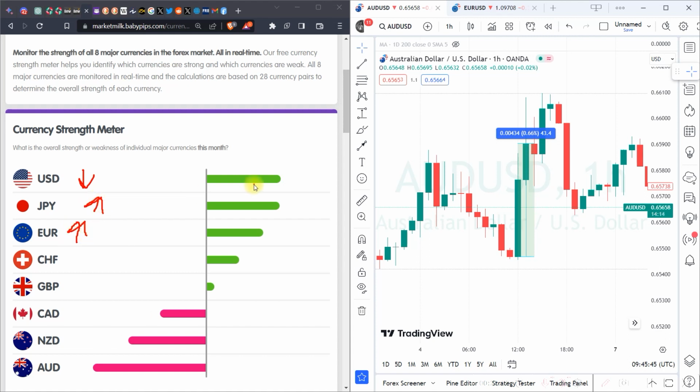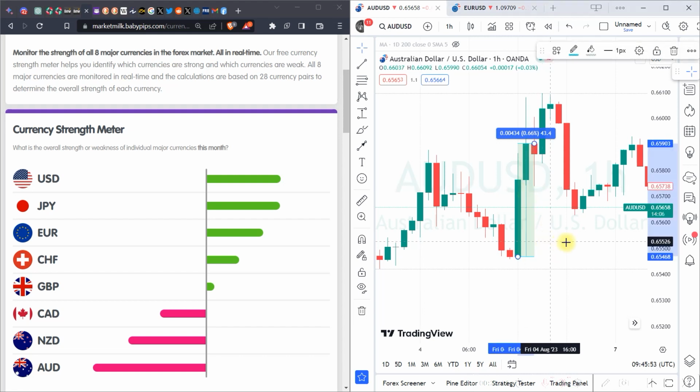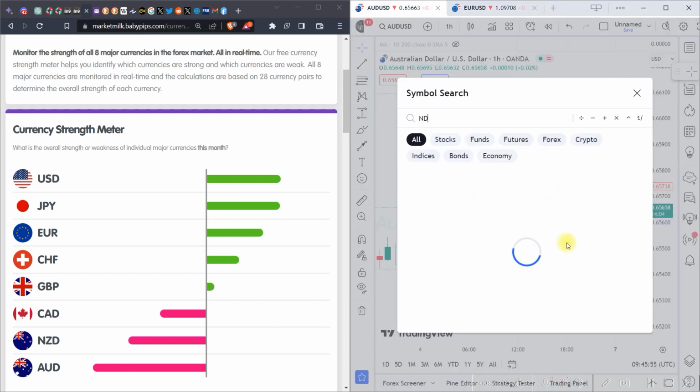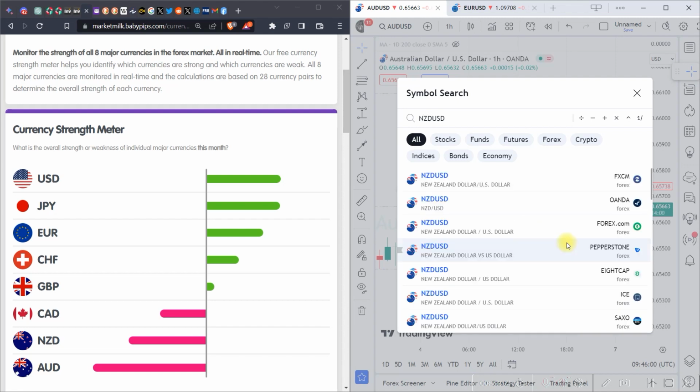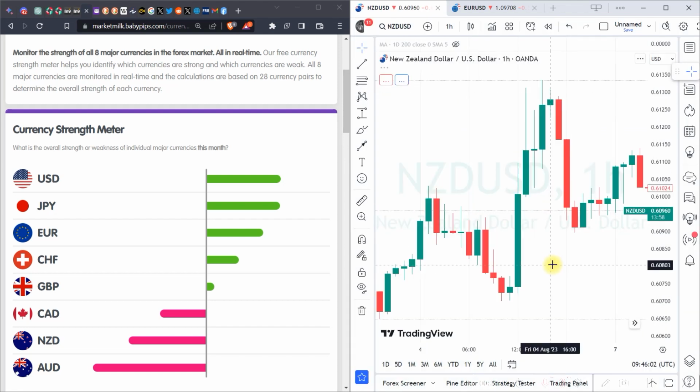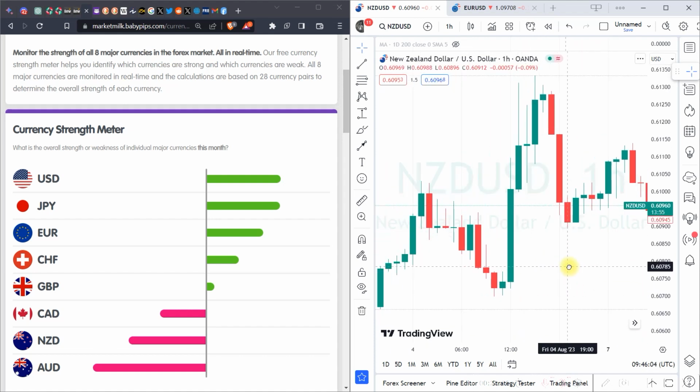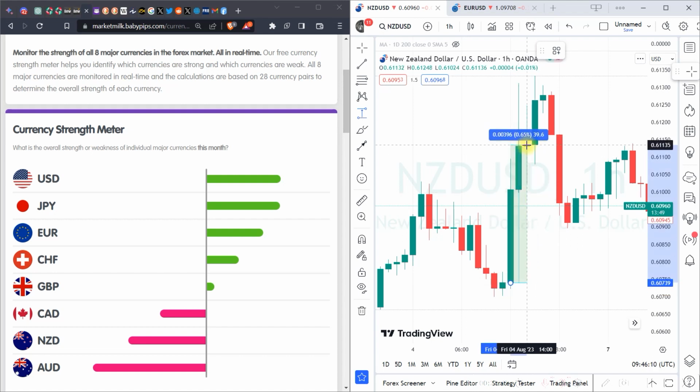Yep, that's it. If we look at the New Zealand dollar versus the US dollar, we're going to see the same situation also. Let's just do that. New Zealand dollar versus US dollar. Yep, this is the NFP move from the open to the close of the next hour. Done. This is where we are now.